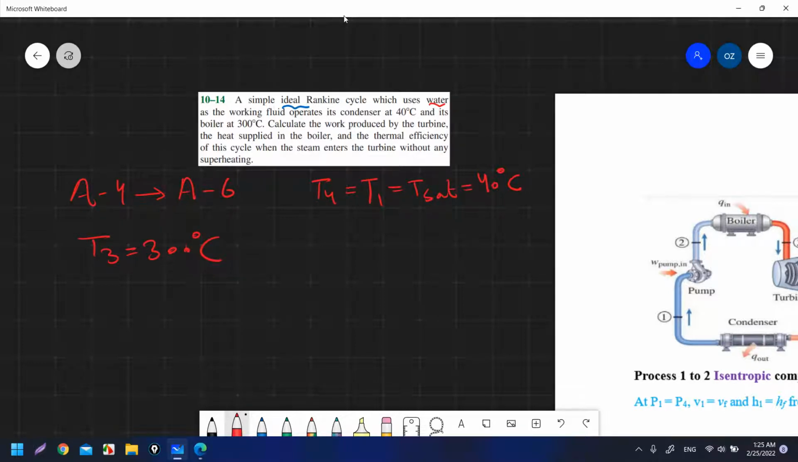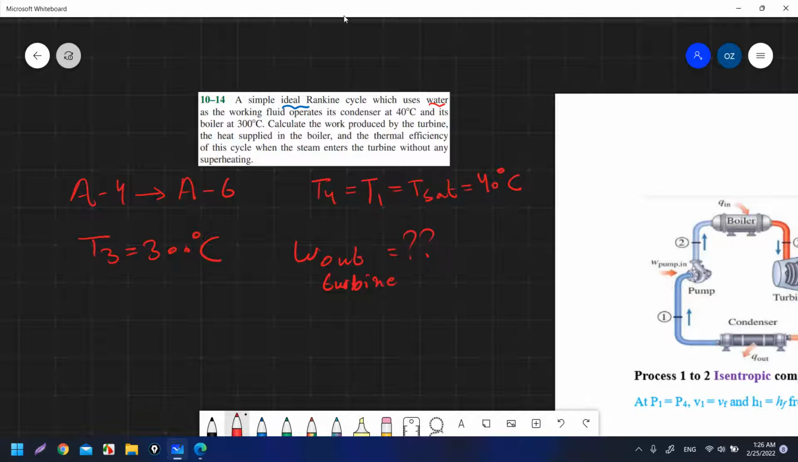Calculate the work produced by the turbine. Even if it doesn't say turbine, if he says work produced, you will predict it is the turbine. So work out from the turbine. You want to find the work out from the turbine.